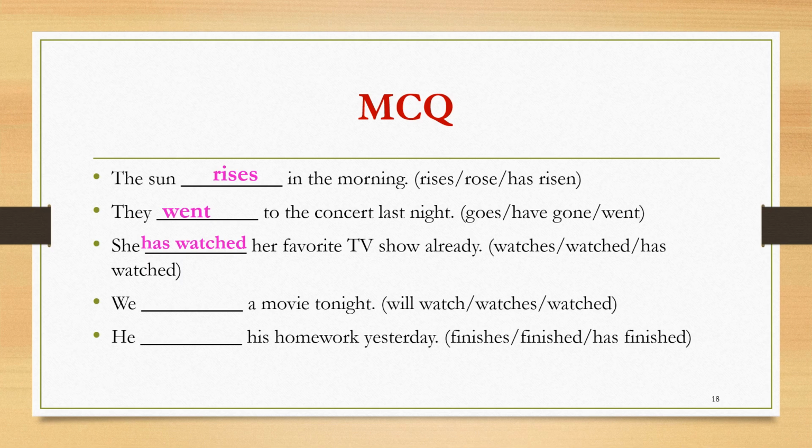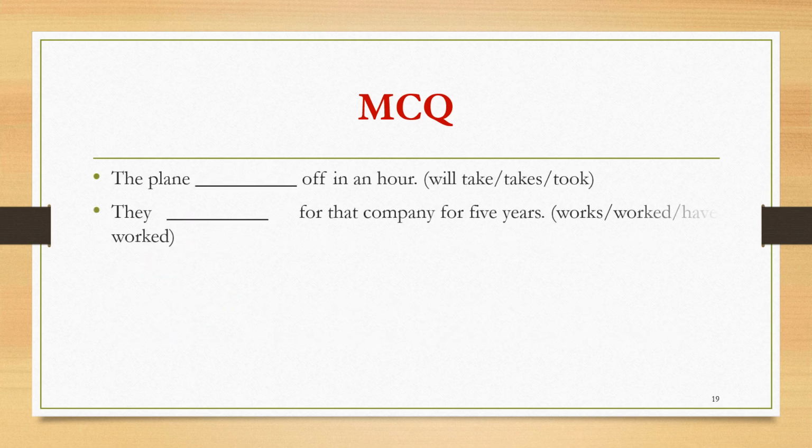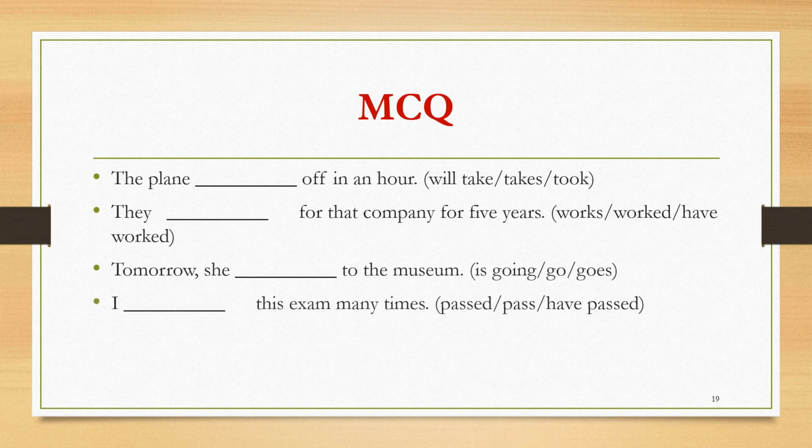We a movie tonight. Tonight is the time in the future, so we will watch a movie tonight. He his homework yesterday. Yesterday is a past time. It's a known time in the past, so we use the simple past. He finished. I think this is the last page.